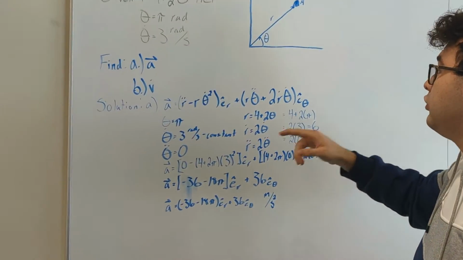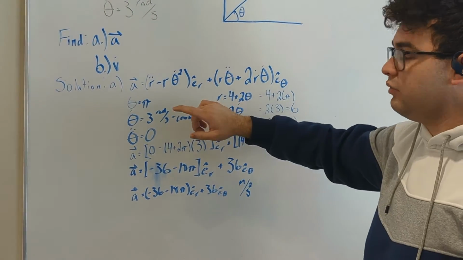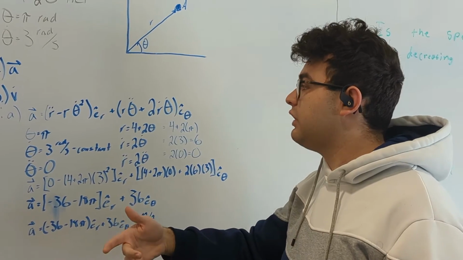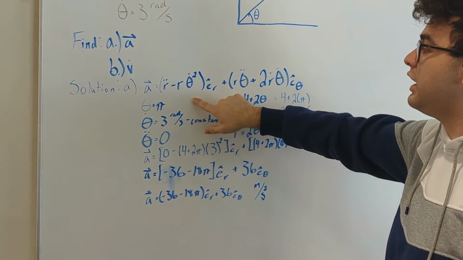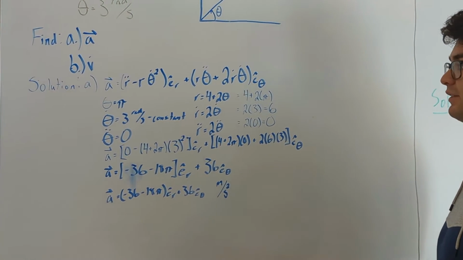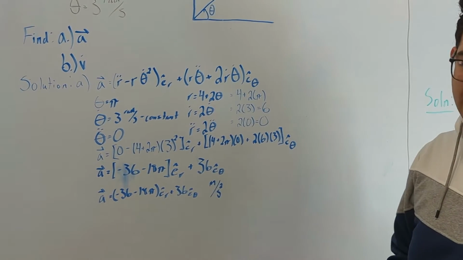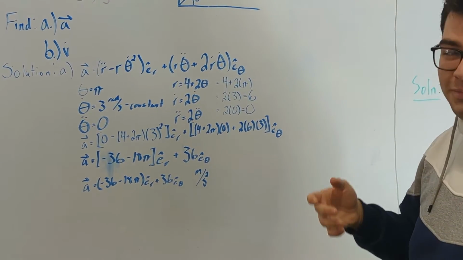For the solution for part A, we first use the acceleration formula that we were given in class, which is (r double dot minus r theta dot squared) e hat r plus (r theta double dot plus 2 r dot theta dot) e hat theta.